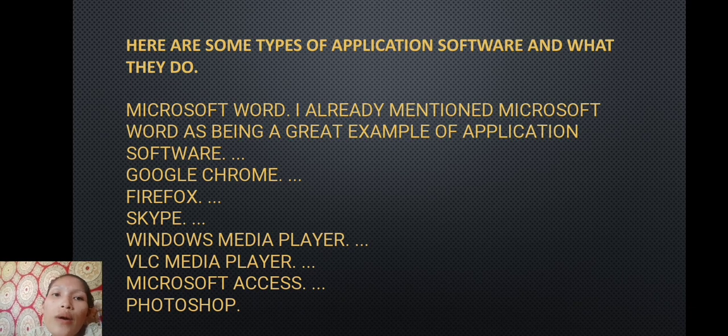Google Chrome is for when you search for what you want to research. Then Firefox is another, for websites that you can go into so that you can research. Skype is another type of social media, like Skype or Viber, they are a pair. Windows Media Player, then VLC Media Player, Microsoft Access, then Photoshop, which you use for pictures.